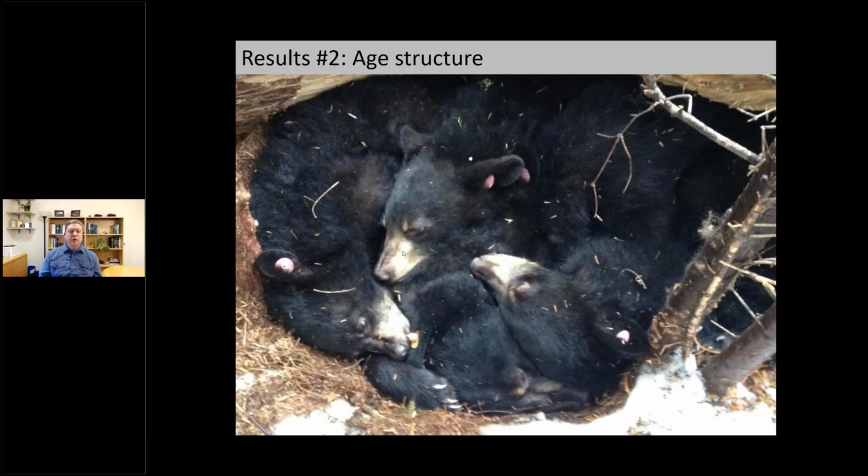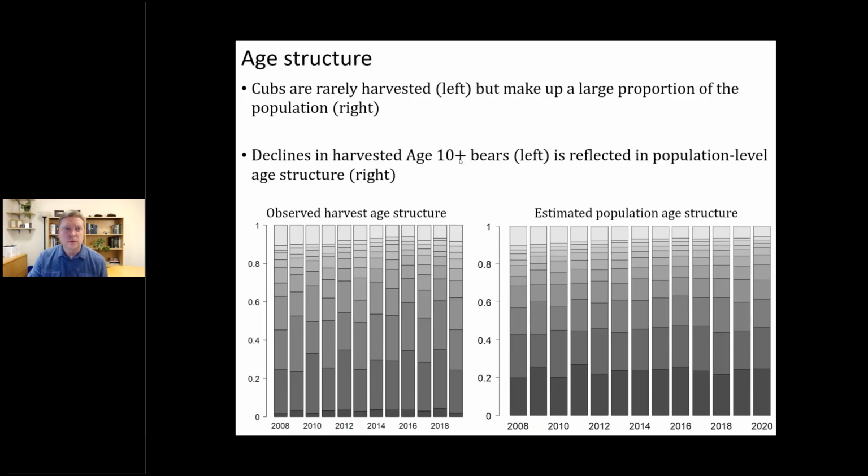Now that we've better understood the underlying demographic rates of this population and see how age influences that, we can actually directly investigate the age structure of this population and look at how that changes through time. What you're seeing here on these figures is the observed age structure on the left and the estimated population-level age structure on the right. A couple of things I want to really point out here.